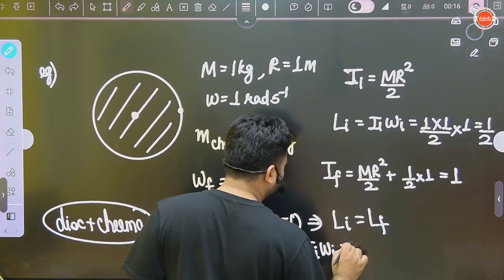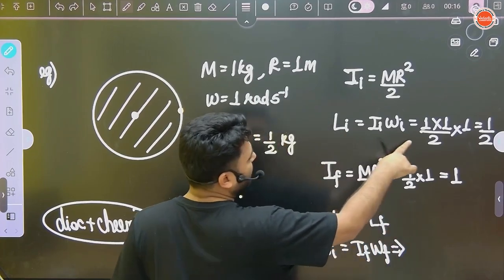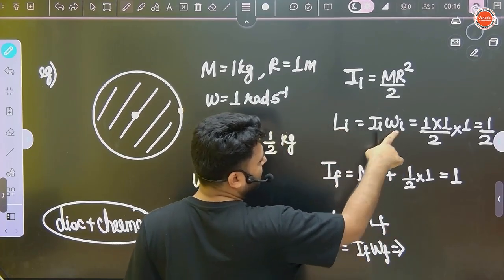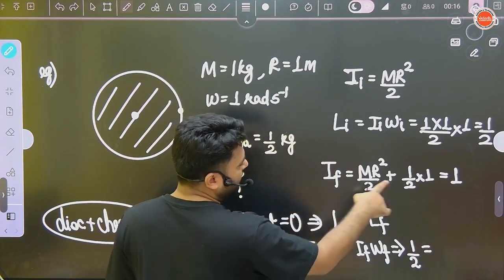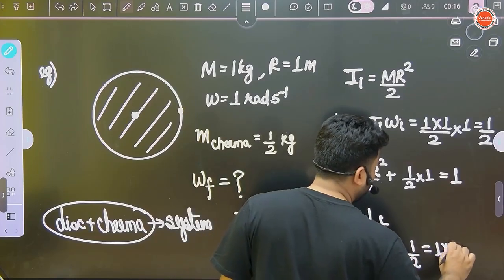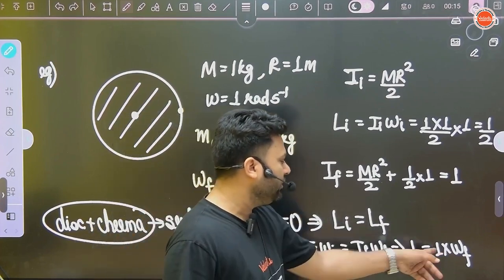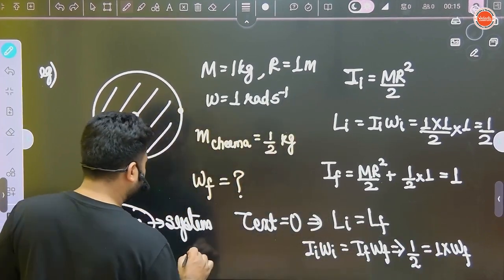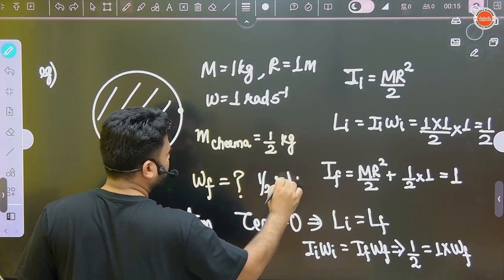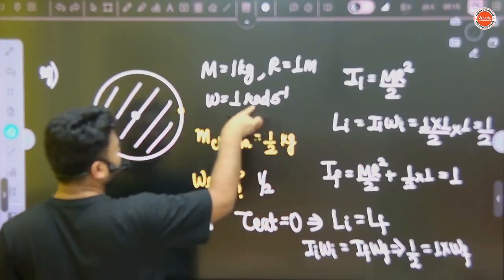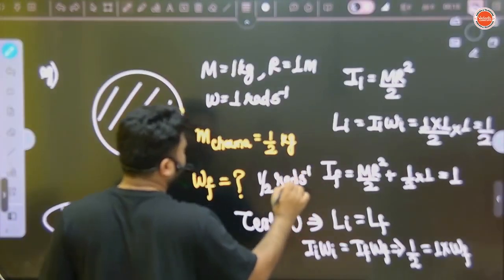Now L initial equals L final means I initial omega initial equals I final omega final. I initial omega initial is coming 1 by 2 equals I final, which is 1, into omega final. So omega final will come out to be 1 by 2. So finally, the final angular velocity will become half radian per second. Initially it was 1 radian per second. Now if you put that chima, it will become half radian per second.